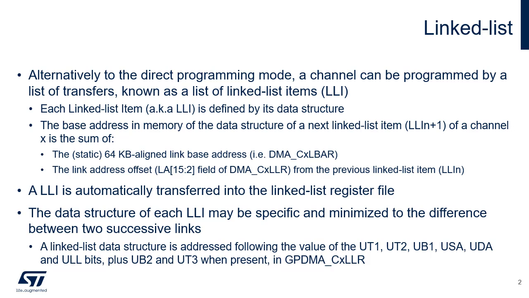The base address in memory of the data structure of a next LLI n+1 of a channel X is the sum of the link base address of the channel X, which is a static value, and the link address offset, which is provided by the previous LLI. The data structure for each LLI may be specific and contains the list of channel registers to be initialized. By using the UT1, UT2, UB1, USA, UDA, ULL, plus UB2 and UT3 when present, the user can select which channel registers will be updated during the link. Therefore, only the difference between two consecutive LLIs has to be programmed.